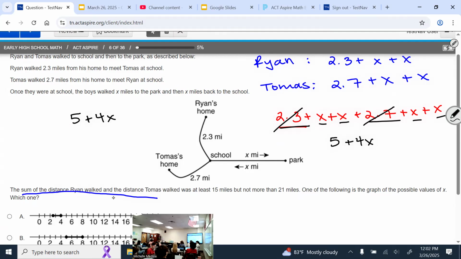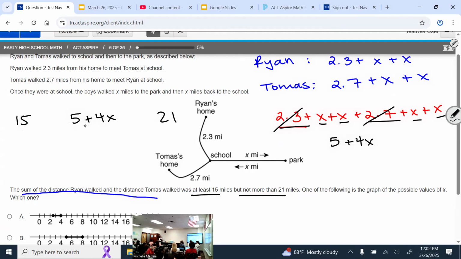They said that the sum of what they walked was at least 15 miles, but not more than 21 miles. Those are signal words for inequalities. 15 is smaller, so I'll put it here. 21 is bigger, so I'll put it there. We need the correct symbol to go in between these.